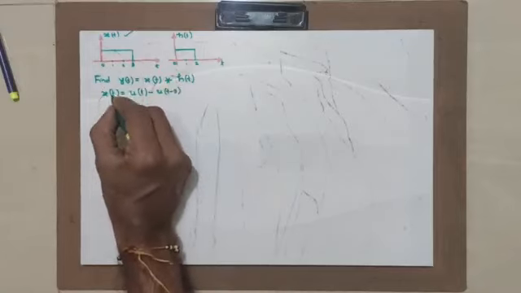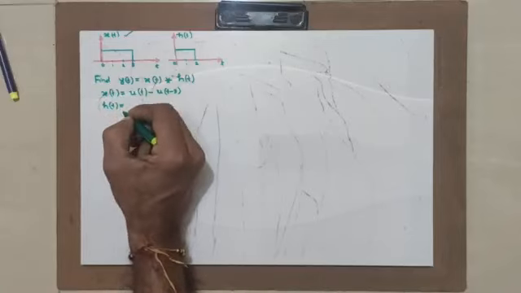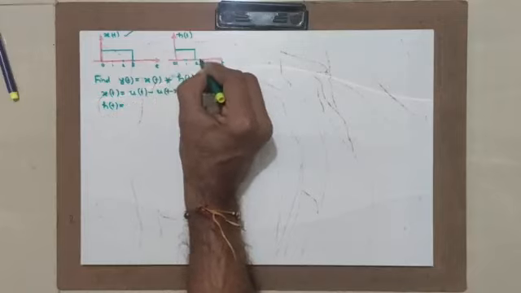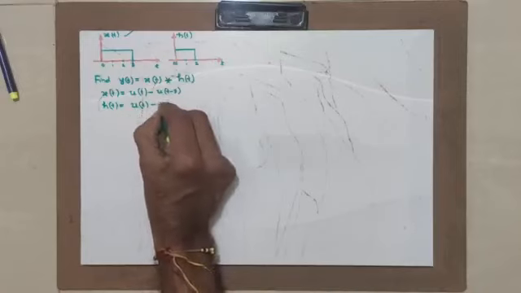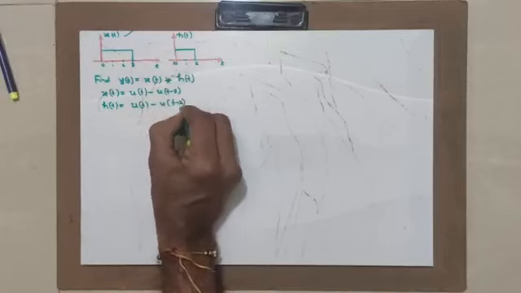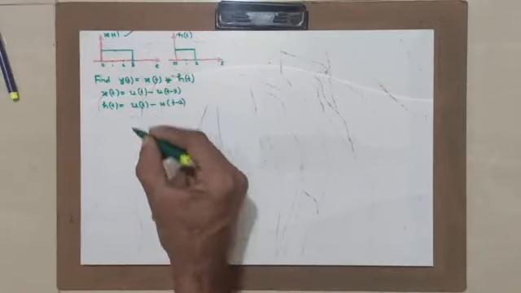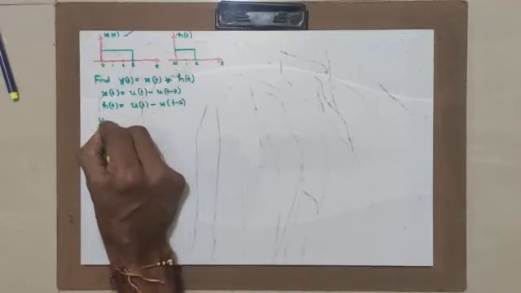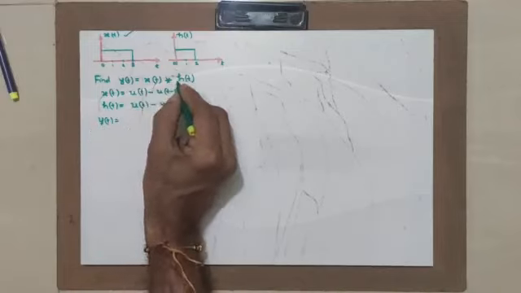Similarly, what about h of t? h of t, on the same grounds with the definition of the unit step, starts from 0 and ends at 2, hence u of t minus u of t minus 2. h of t also I have defined. Now I have to convolute these two. That is, y of t is equal to x of t convoluted with h of t.